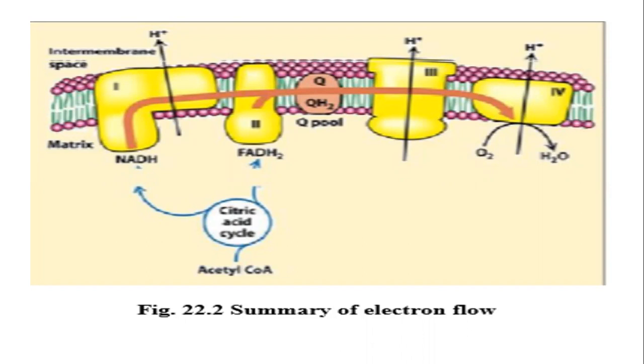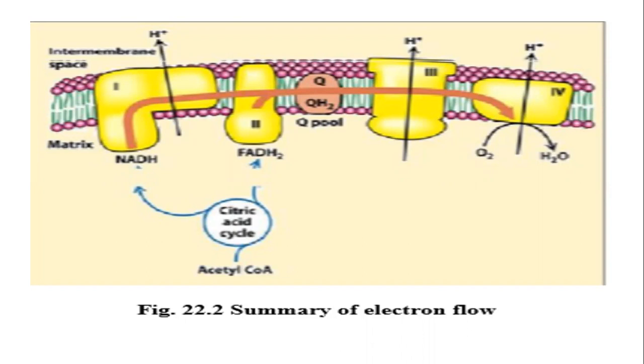Now the last, complex 4. Cytochrome C oxidase accepts electrons from reduced cytochrome C and transports them to the molecular oxygen for reduction into water. It contains 13 protein subunits, 4 cytochromes, and 1 copper site. It translocates 2 protons per 2 electrons and also consumes 2 protons from the matrix in generating 1 molecule of water from half molecule of oxygen.